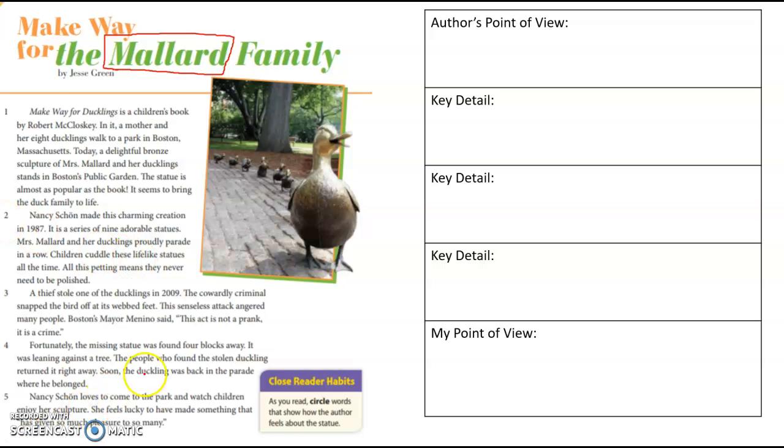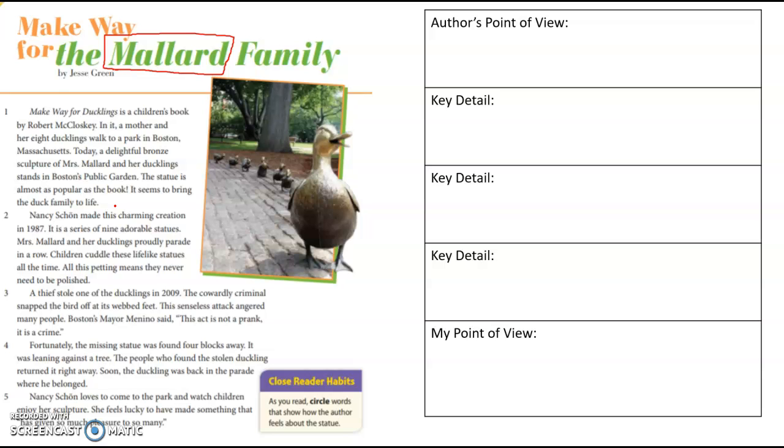Let's read this and see what it's all about, and then we'll start to talk about those key details that show point of view. Make Way for Ducklings is a children's book by Robert McCloskey. In it, a mother and her 8 ducklings walk to a park in Boston, Massachusetts. Today, a delightful bronze sculpture of Mrs. Mallard and her ducklings stands in Boston's public garden. The statue is almost as popular as the book. It seems to bring the duck family to life. Nancy Schoen made this charming creation in 1987. It is a series of 9 adorable statues.